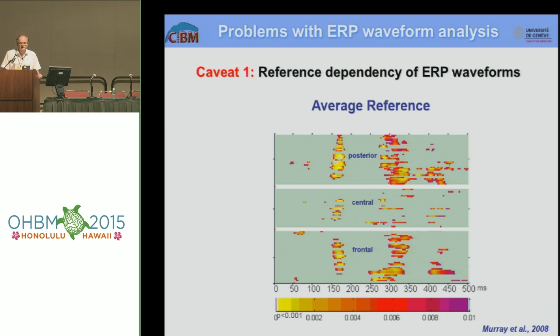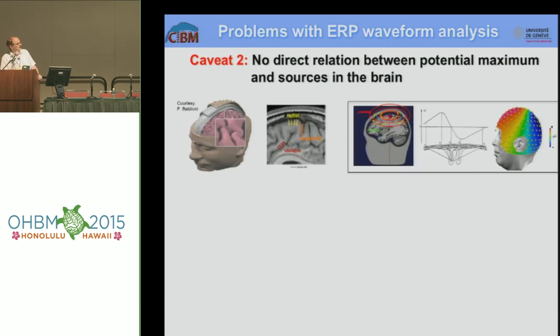And just using the same reference in order to be comparable between studies is not really the solution to that. So we have to have reference-independent measures.